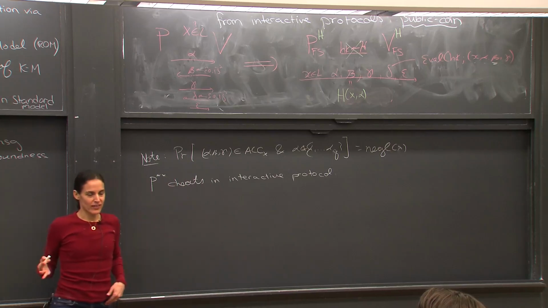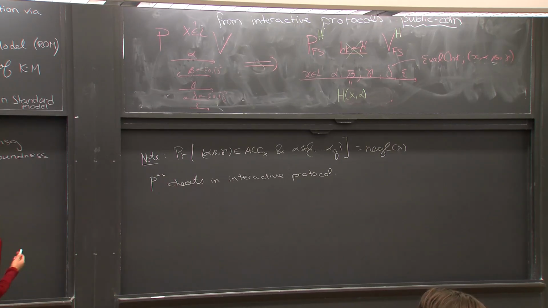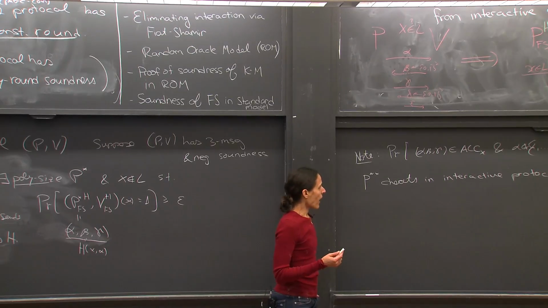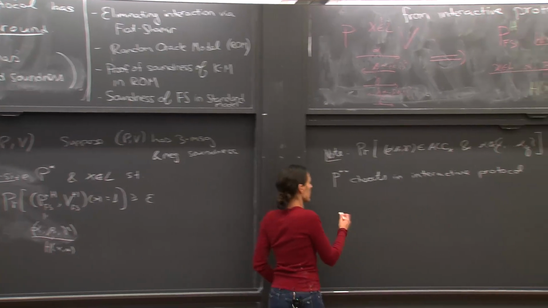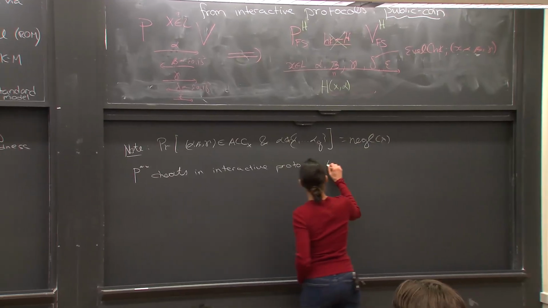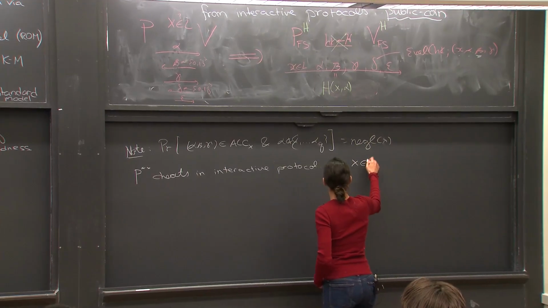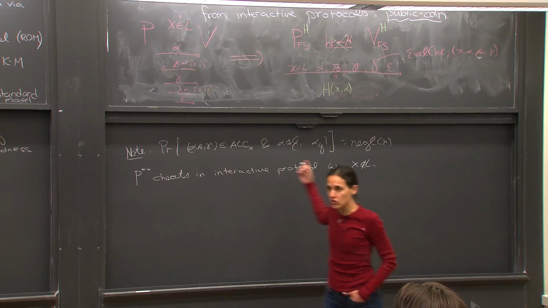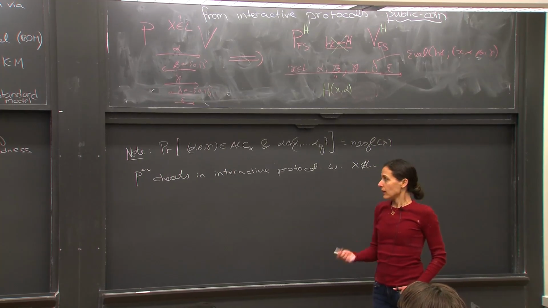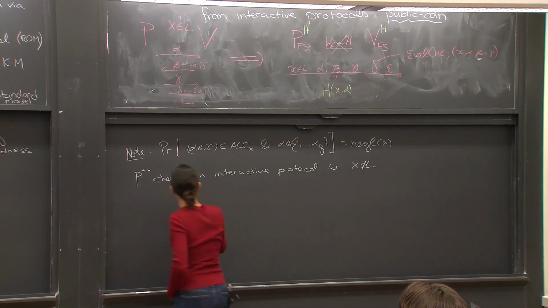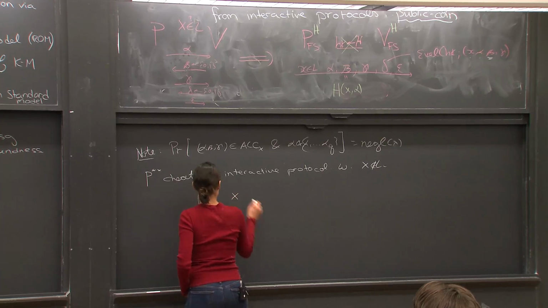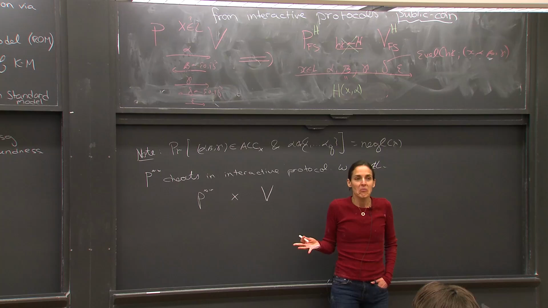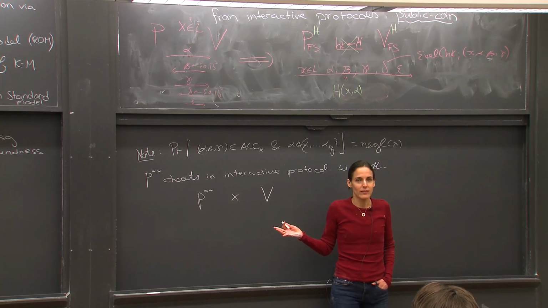How do I cheat in the interactive protocol? Okay, so first I'm going to give the same x. This P star succeeded with some x in the language, I'll use the same x. Now, here I am, P double star, I'm ready to go. Here's x, v. I need to start sending alpha. Which alpha do I send?